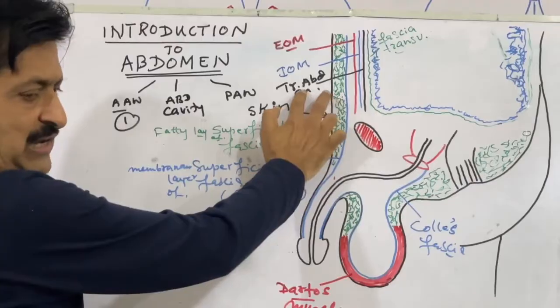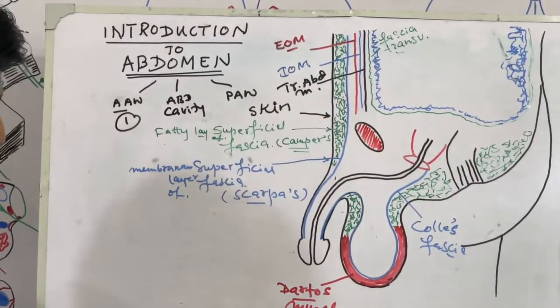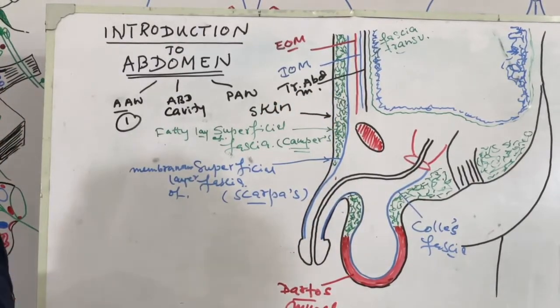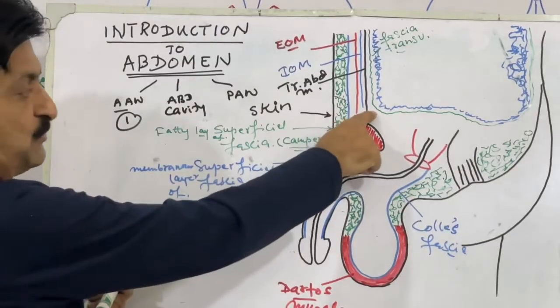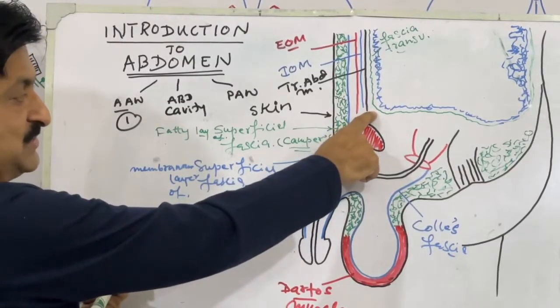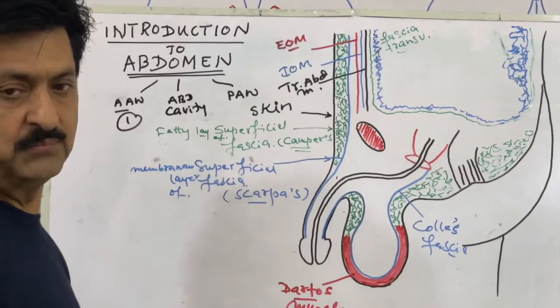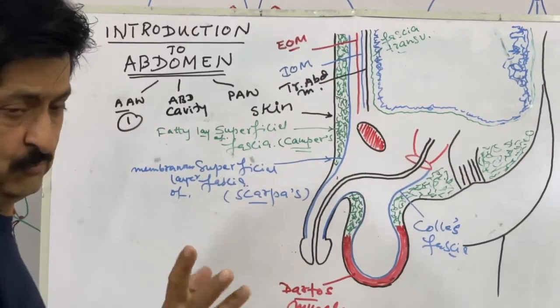You see from outside, 3 layers of the skin and fascia, then 3 layers of the muscles, and now 3 more layers of the connective tissue. And after this first connective tissue layer, which is the fascia transversalis, the next is called the fat here. We will name this also.